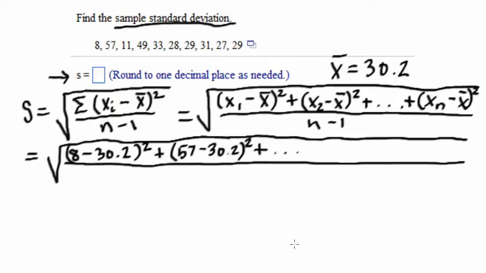It's really important to do order of operation. So I'm just going to give you a heads up of what I would do instead of wasting my time doing all 10 of these. I'm just going to show you what the order would be. So wait, n minus 1 would be 9, 10 minus 1. And keep in mind that the square root also includes the 9. So this entire fraction here is under the square root. So I would do 8 minus 30.2. Then I would square it. So that's 492.